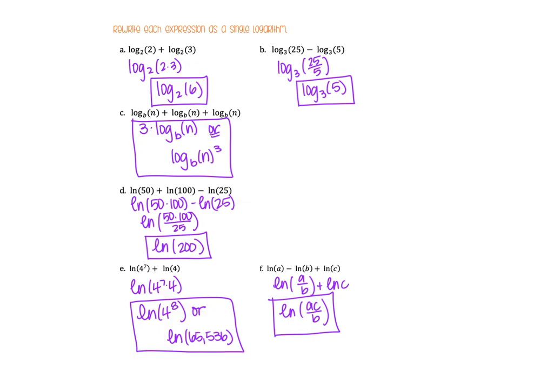All right, friends, here are the answers to these 6. So as you can see, in A, we use the product property. In B, we use the quotient property. In C, I used the power property. In D, I used both the product property and the quotient property. E is once again the product property. And then F is the quotient property as well as the product property.